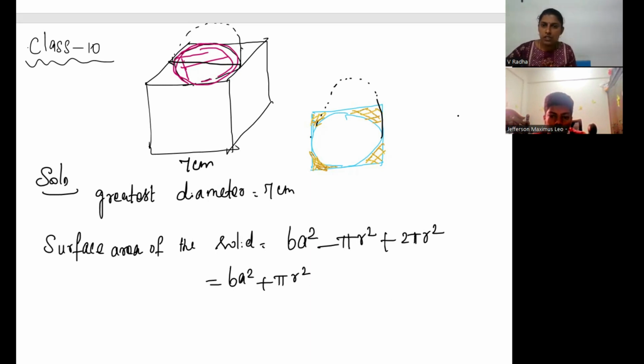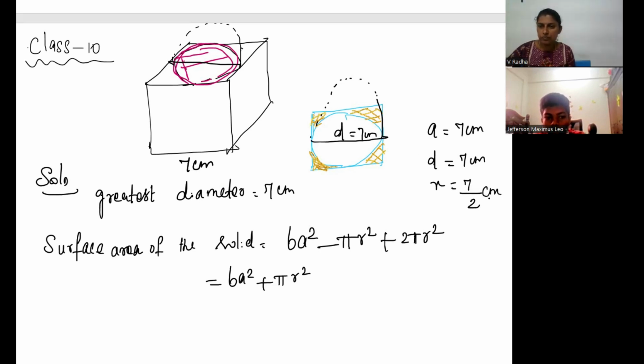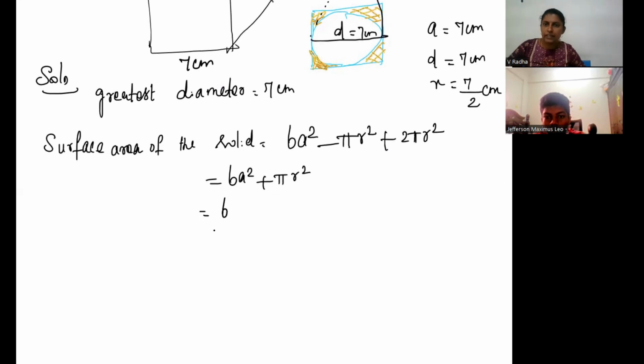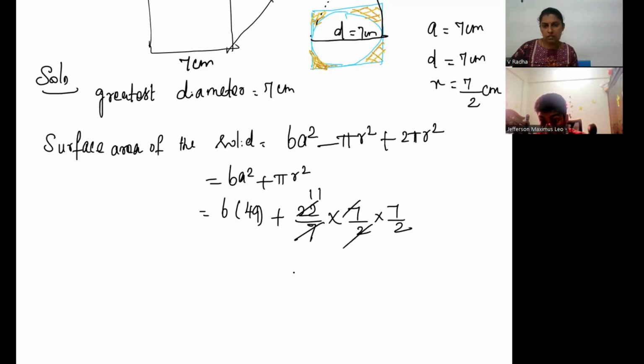Now you know all the measurements. A is equal to 7 cm, the side of the cube. And the radius is 7 by 2, because the diameter is equal to 7 cm. Substitute every value in the formula. 6a squared, that is 6 times 49. Pi is not specified in the question, so it's 22 by 7, times 7 by 2, times 7 by 2. Cancelling, we get 11. Simplify and say the answer.